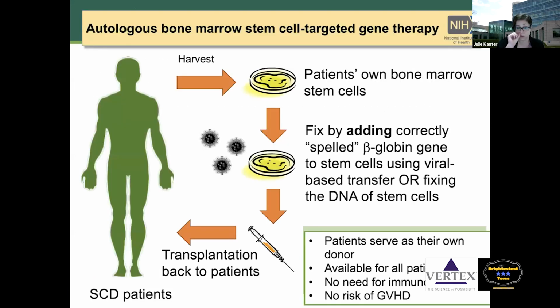How does this work? Well, we take individuals with sickle cell disease and we take their stem cells, not all of them, of course. We do this through a process called pheresis. Then we add a correctly spelled beta globin gene, that missing beta globin that's misspelled. Or we can alter other cells to make healthy hemoglobin. Patients then serve as their own donor. This could be more readily available, and individuals don't need immune suppression afterwards. There's also no risk of graft versus host disease.